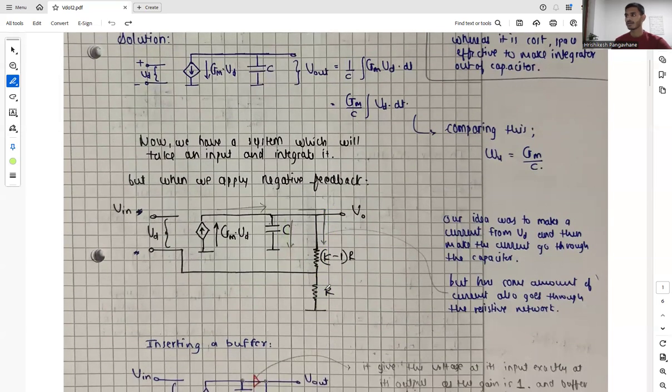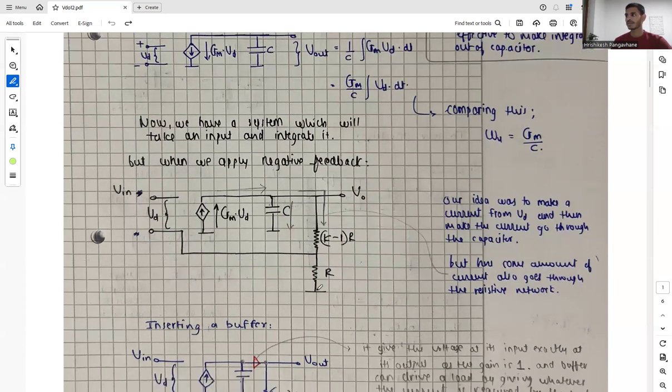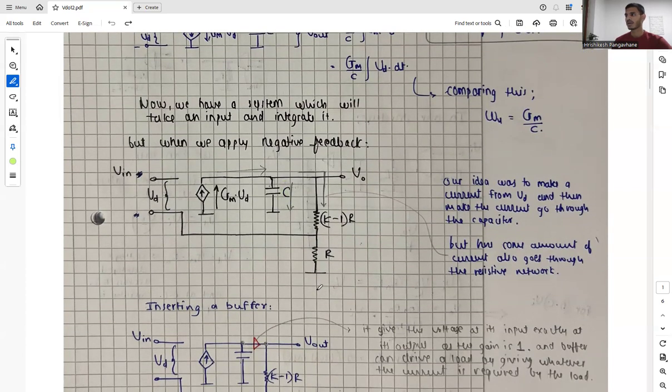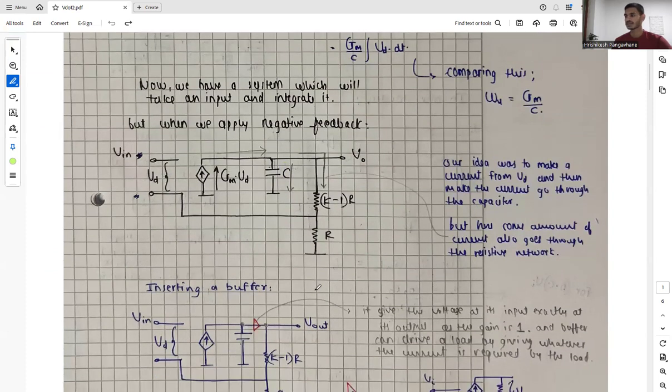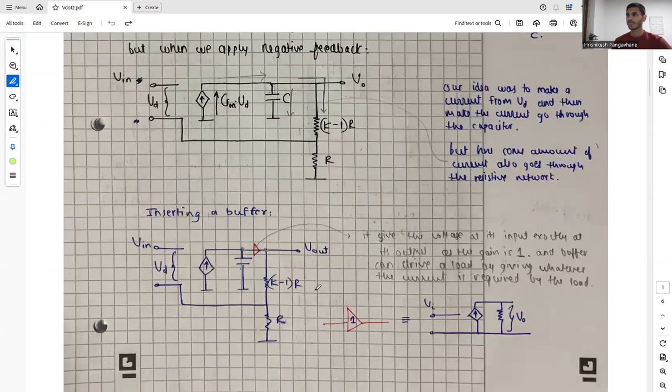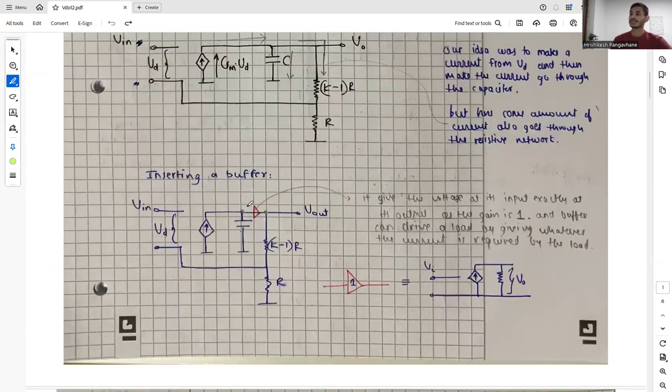So our idea was to make a current from Vd and then make the current go through the capacitor. But here, some amount of current also gets through the resistor network, which is something we don't want. So here comes the idea of inserting a buffer.